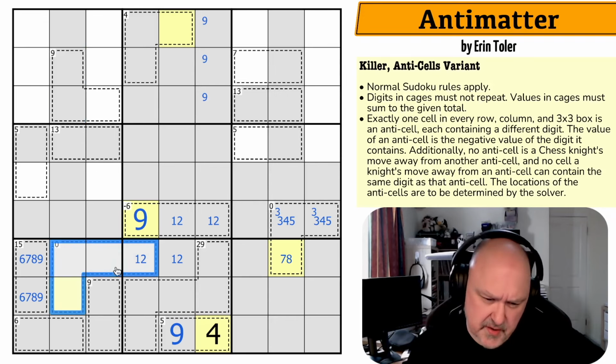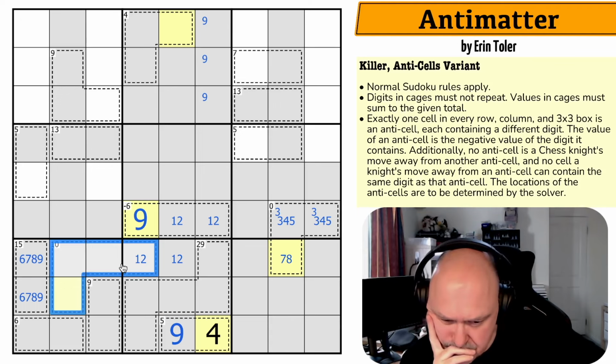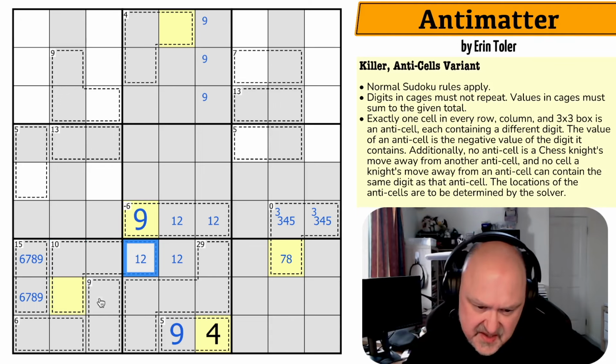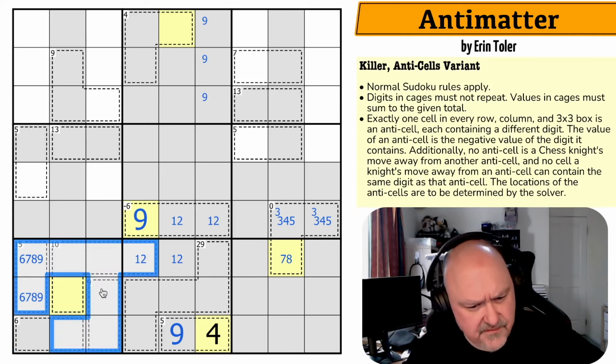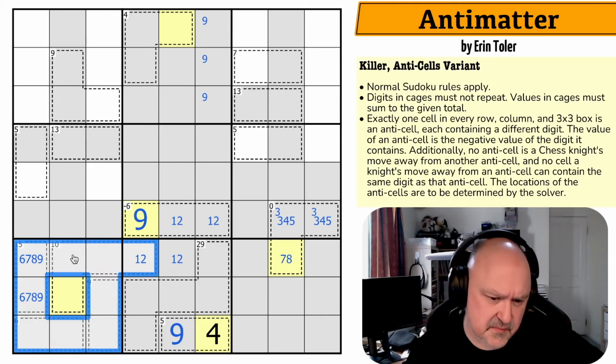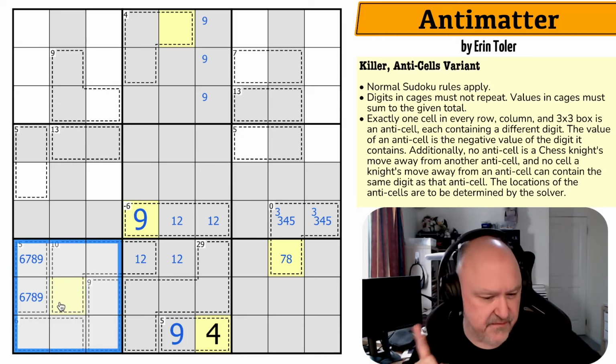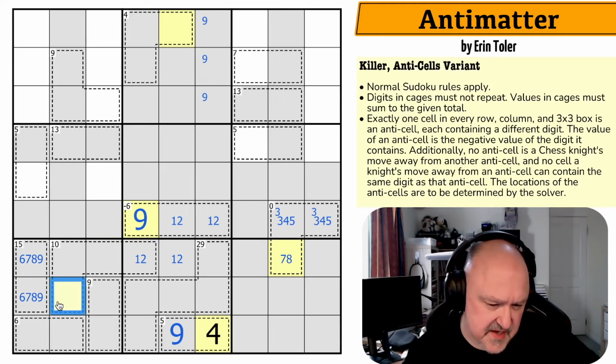So how do we make this work? How do we make that work? That digit is either in the 9 cage or the 6 cage. 15, 21, 30. These sum to 40. So these cages sum to 40. But this box, so the value of these cages is 40, but the digits just in this box sum to 45. So there's a big discrepancy here.